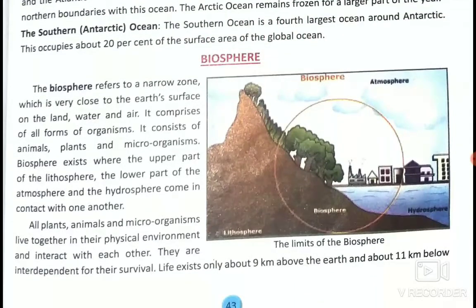Today we will discuss the biosphere, the last realm of Earth. So there are four realms: lithosphere, atmosphere, hydrosphere, and biosphere. The last sphere is the biosphere. It means sphere of life.